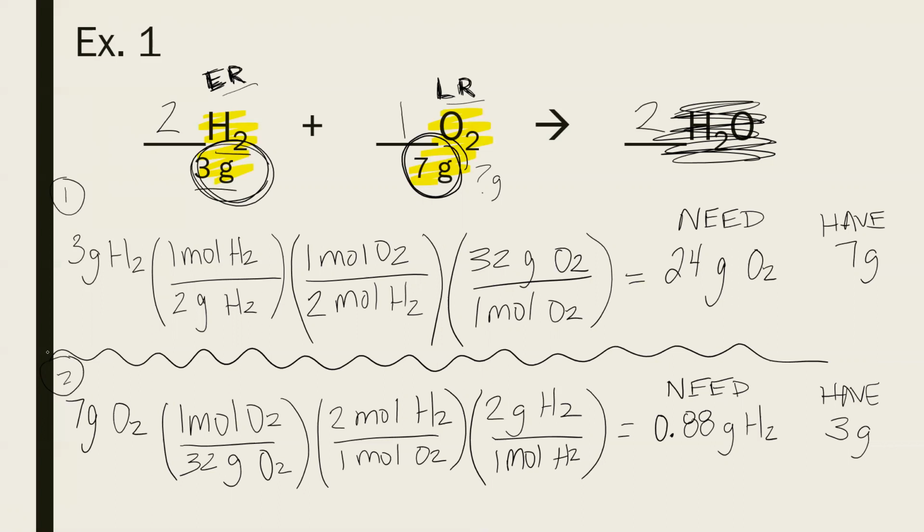You do not have to do it both ways unless you want to check yourself. If, for example, down here I got that H2 was my limiting, and up here I got that O2 was my limiting, something went wrong in here. You should get the same results no matter which way you do it. So now I determined that O2 is my limiting and H2 is my excess. We're going to stop there for now, and I'll tell you more later, but I just want you to focus on this process right now.